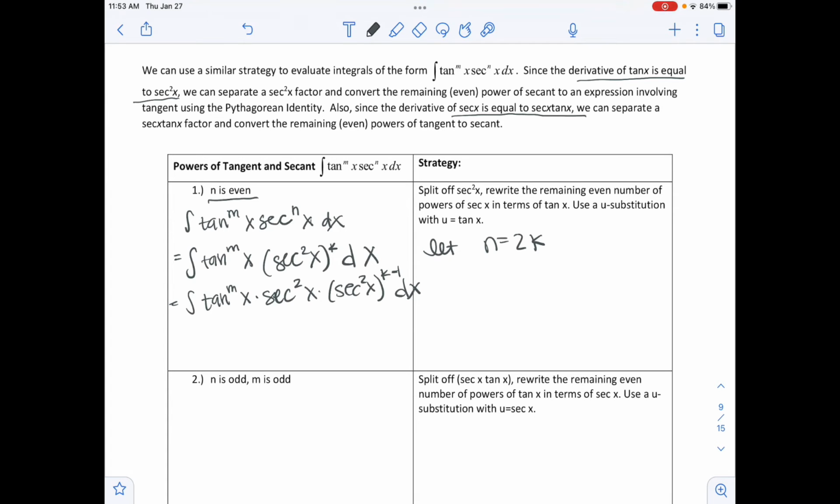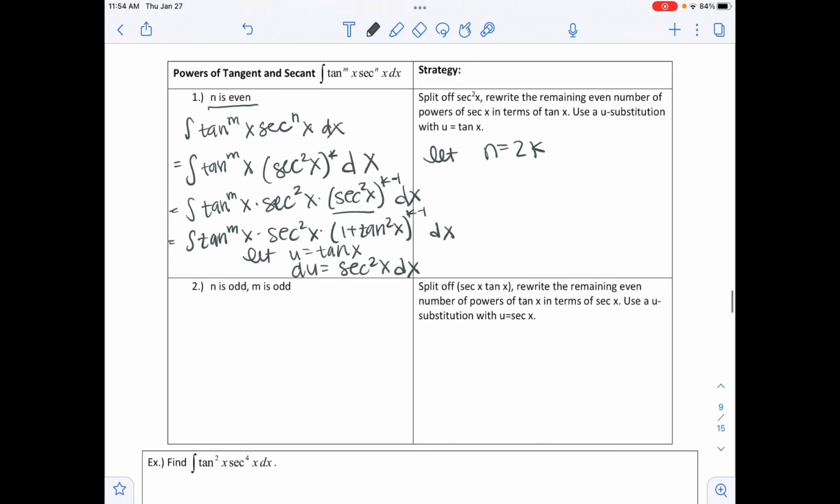From here, I'm able to use the Pythagorean identity to rewrite secant squared of x, the ones that we had multiple, and leave the one secant squared x by itself, and rewrite those in terms of tangent squared x. So this is going to be the same thing as tangent m x, leaving the single secant squared alone, and then rewriting the others as 1 plus tangent squared x to the k minus 1 power dx. From here, we would let u equal tangent of x, and then du would be equal to secant squared x dx.